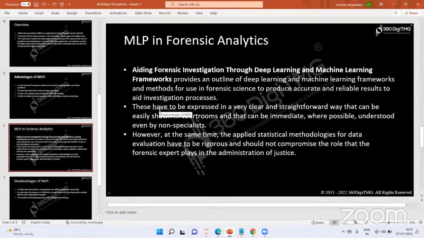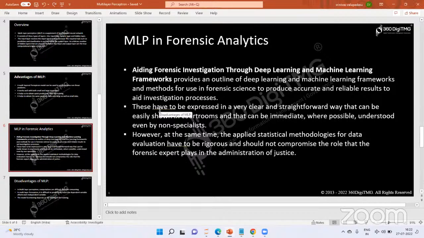And it is helpful to find the sequence. Suppose we found some DNA. How can we compare, so whose DNA is it? To do that, we use this neural network concept. It gives an accurate method, so easily we can predict who is the person responsible for that incident. There will also be aid to forensic investigation through deep learning and machine learning, giving accurate and reliable results to the investigation process. So investigation becomes easy with neural networks in the picture.